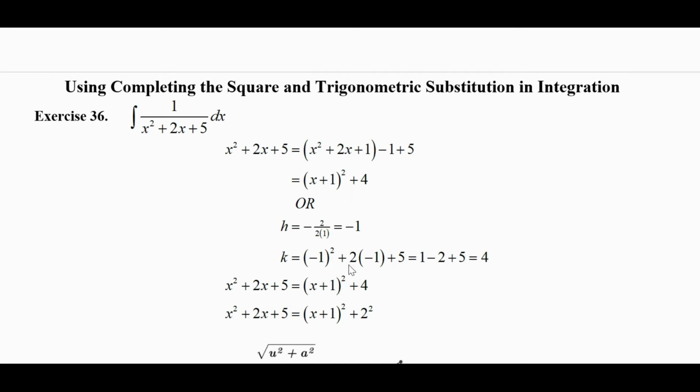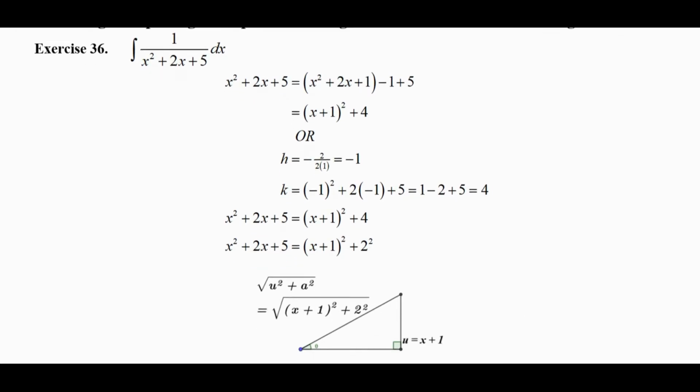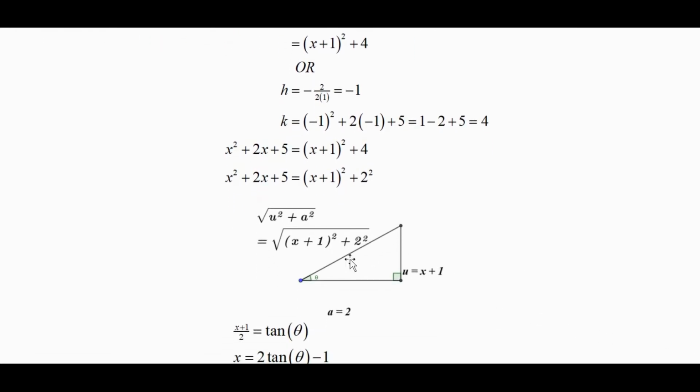So either way, we get to the same place, either by completing the square, or the shortcut formula that we got from completing the square, or by setting the derivative equal to 0 and finding the h and then finding the appropriate k to go with that. Any way you slice it, you're going to get to this point here. So now we see this as x plus 1 squared plus 2 squared. So that's the form u squared plus a squared. And so that's the kind that we learned in our previous section to do with a trig substitution.